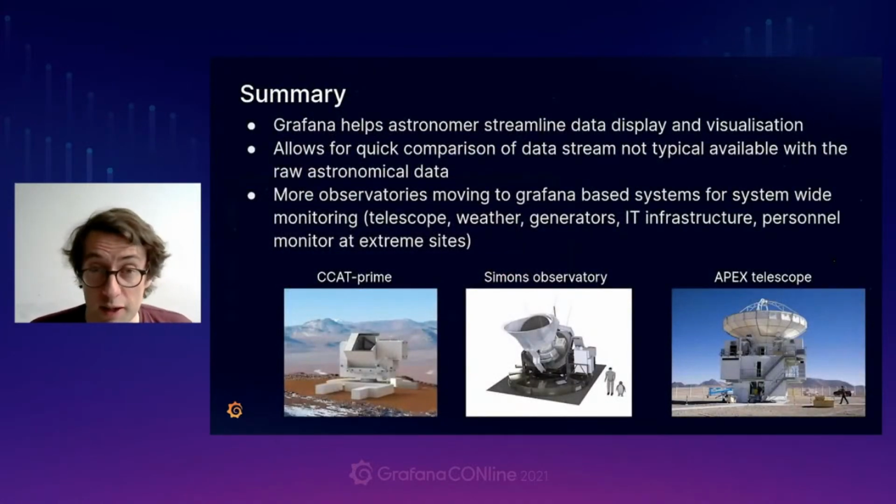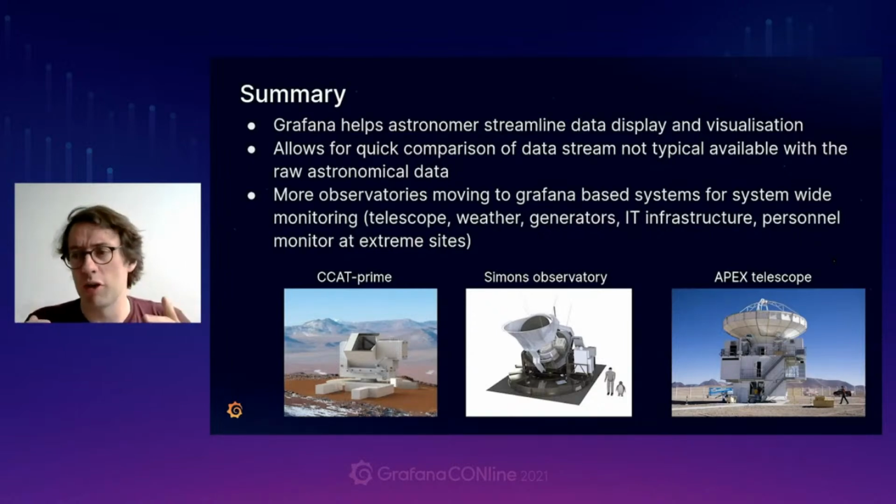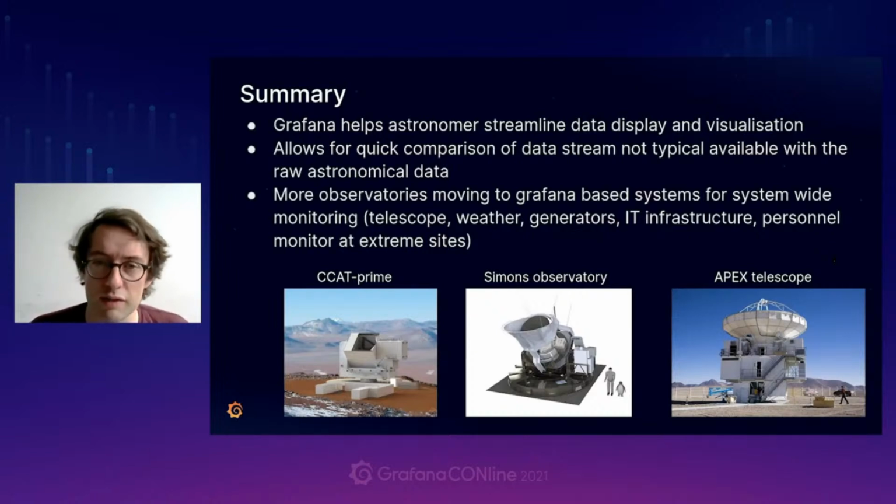So to summarize, as I've hopefully demonstrated, Grafana helps the astronomers streamline the data display and visualization. It allows us to correlate data quality issues with outside data sources. It allows for quick comparison with other parameters that you wouldn't normally have in your raw astronomical product, because normally the raw astronomical product is just focused on whether you can calibrate the data, but what these outside influences are and the high time resolution we have in Grafana is a useful addition.